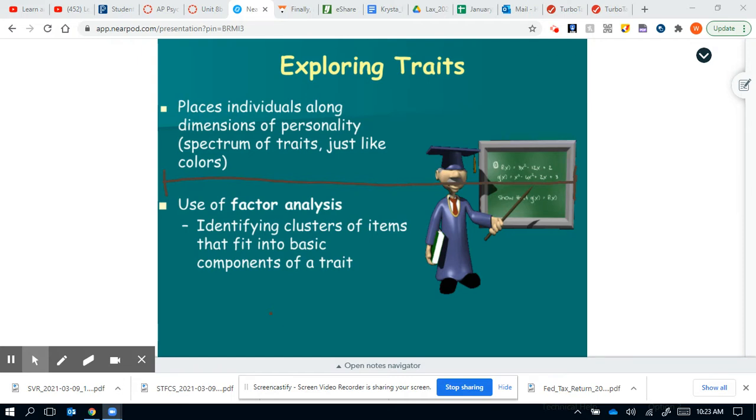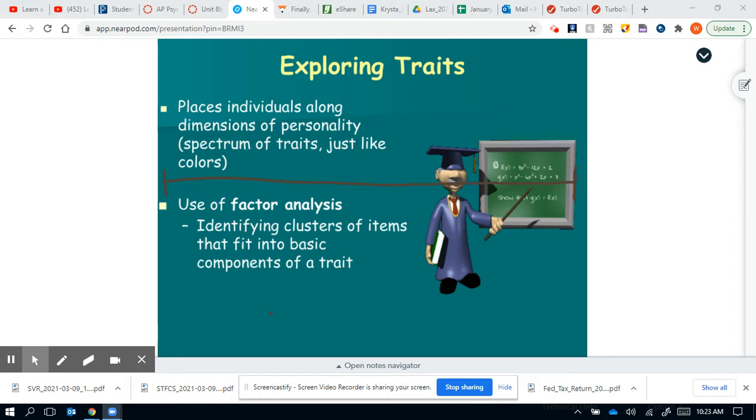Now, what does it mean that personality is a spectrum? Does anybody know what the word spectrum means? Spectrum is a wide range, just like with autism spectrum disorder. There's no single autism. Schizophrenia, there's no single schizophrenia. Color is a spectrum.